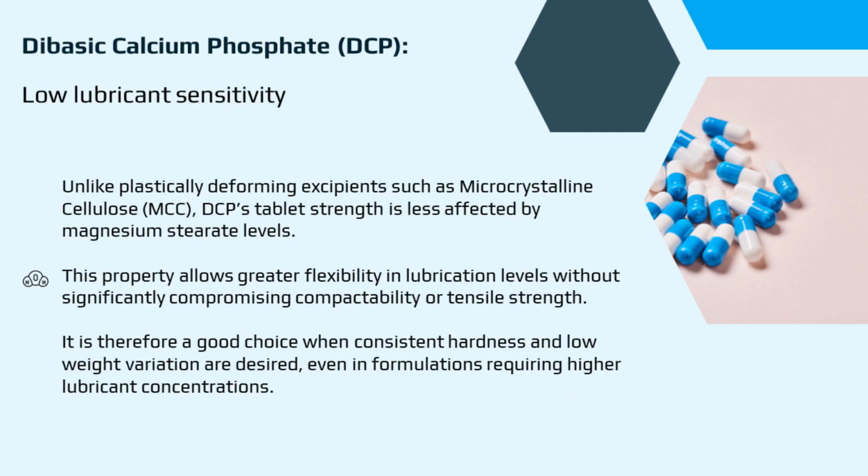Unlike plastically deforming excipients such as microcrystalline cellulose, dibasic calcium phosphate is largely insensitive to lubricant concentration. Its brittle fracture mechanism allows consistent tablet hardness and tensile strength even at higher levels of magnesium stearate. This property offers greater flexibility during formulation, making DCP especially useful when stable compaction performance and minimal weight variation are required, even under high-speed tableting conditions.